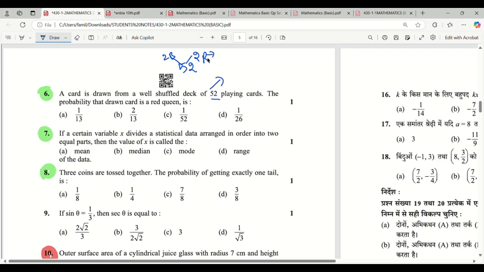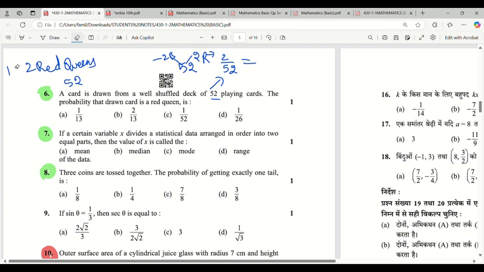There are 2 groups of red color and 2 groups of black color. Each group contains 26, and 26 plus 26 will give you 52. Don't go into detail. Just remember that in a deck of cards we have 2 colors, black and red. So the probability will be 2 by 52. Favorable outcomes, how many? 2 red queens.